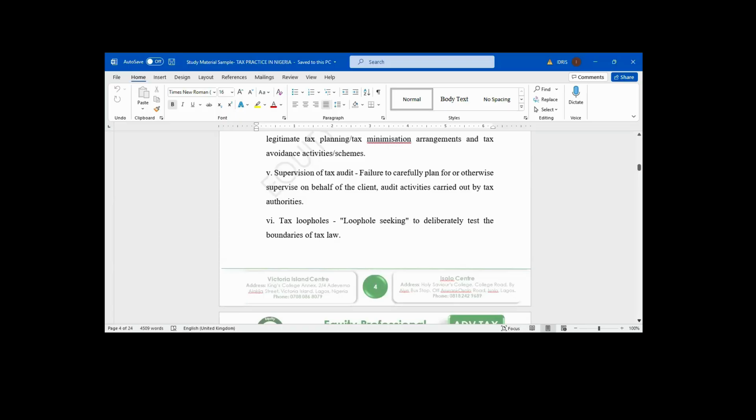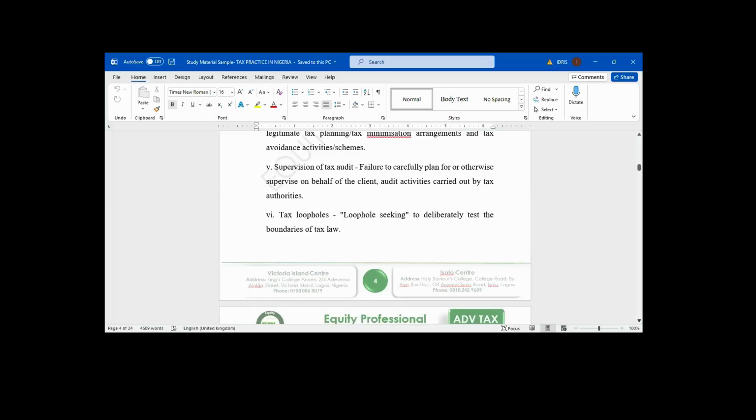It's against the ethical issue, because one of your roles is to help your clients settle tax audit issues, to represent them when there's an issue of tax audits. You fail to show up. Well, what are you paid for? So this is an ethical issue that may affect your job.